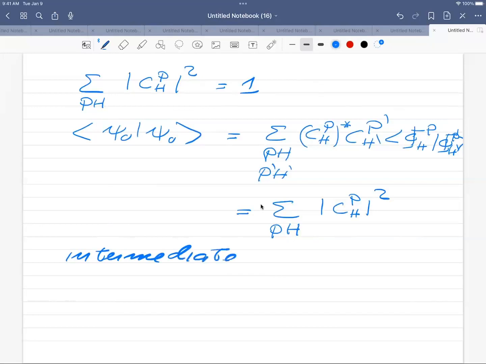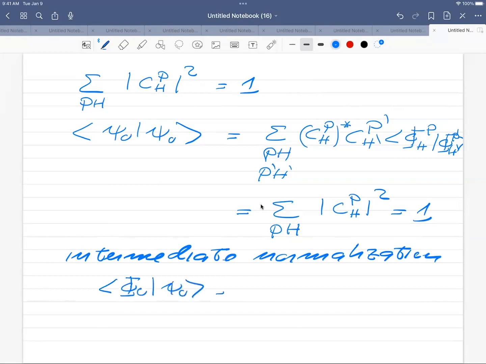I never liked this stuff, actually. It always confuses people in the beginning. But when you look at this sum here, since this sum has to be equal to 1, you could define now the overlap between phi 0 and psi 0, which is given by this coefficient C0. You can define that one to be equal to 1.